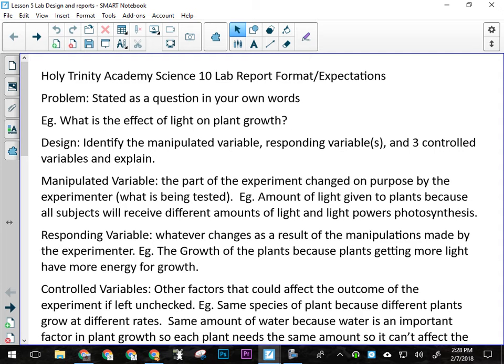In any lab report, you will be required to list the manipulated variable, that is, identify it, and explain why it's the manipulated variable. So in this experiment, I would write: The manipulated variable is the amount of light given to the plants because all subjects will receive different amounts of light and light powers photosynthesis. So I identified it, it's light, and then I explained why. It's the thing that I'm changing, and I'm changing it in this way. Everybody follow?